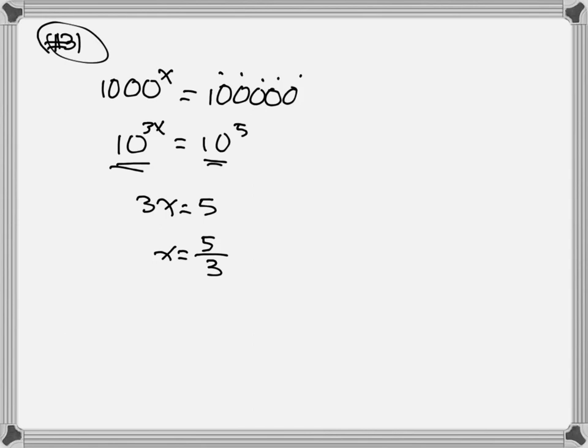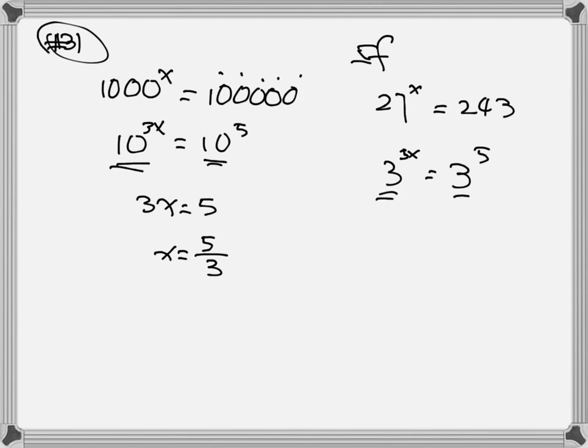Now let me show you another example. 27 to the x equals 243. 27 is what? 3, right? You can use 3. So it'll be 3 to the 3rd power. 243 will be 3 to the 5th power. Now the bases are the same, so you set the exponents equal to each other. So x is equal to 5/3. Okay, that's your answer. Both are 5/3. That's good.